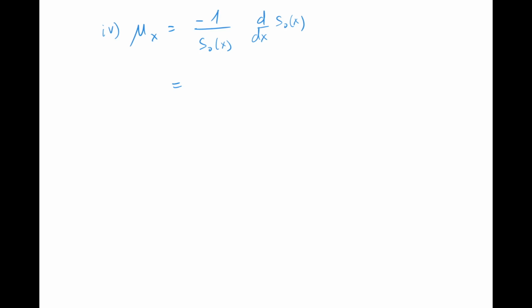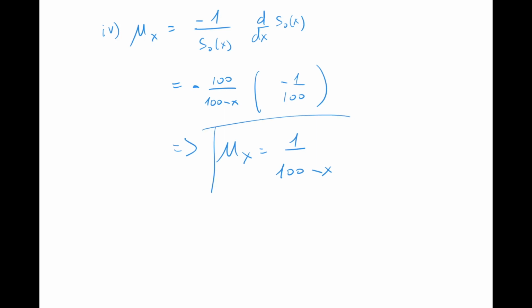We use the expression for S0 to find that minus 1 over S0 is equal to minus 100 over (100 minus x). And we already calculated the derivative, it was equal to minus 1 over 100. So I find that the mu x is equal to 1 over (100 minus x).